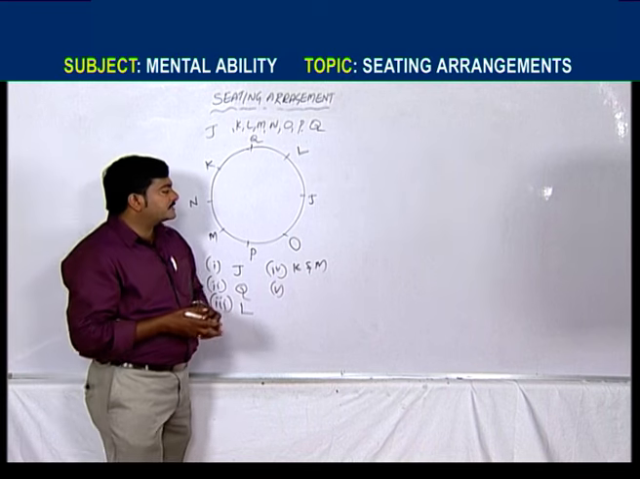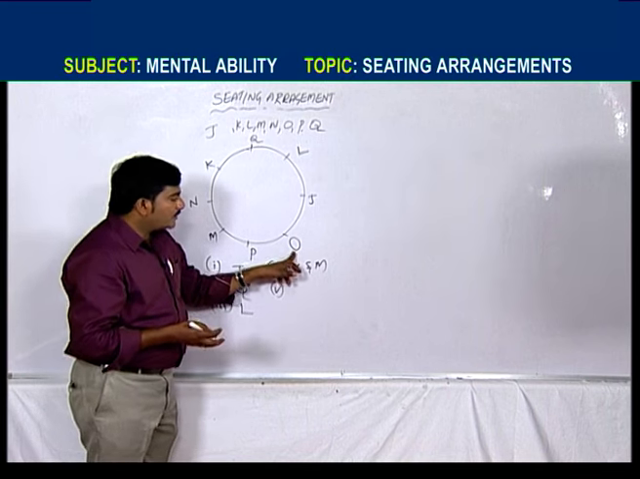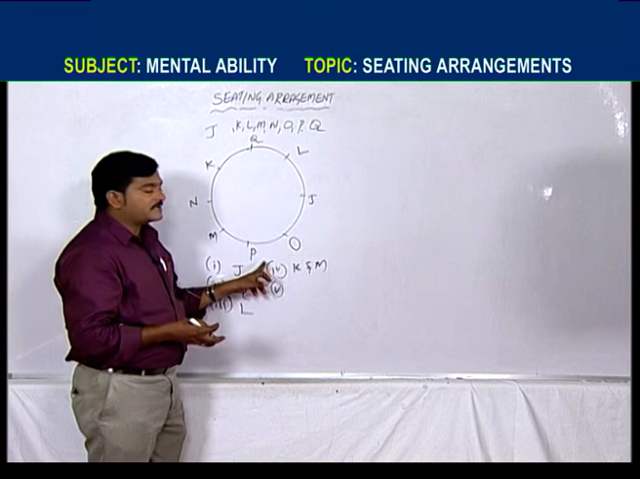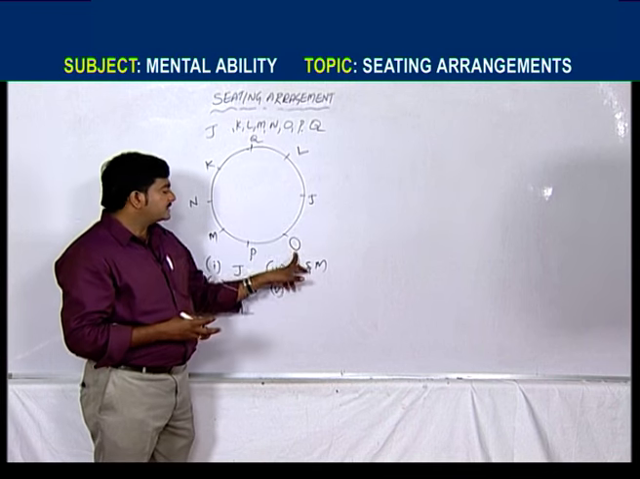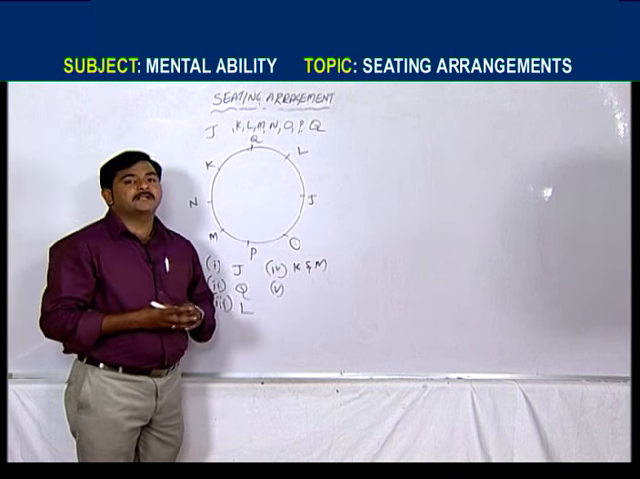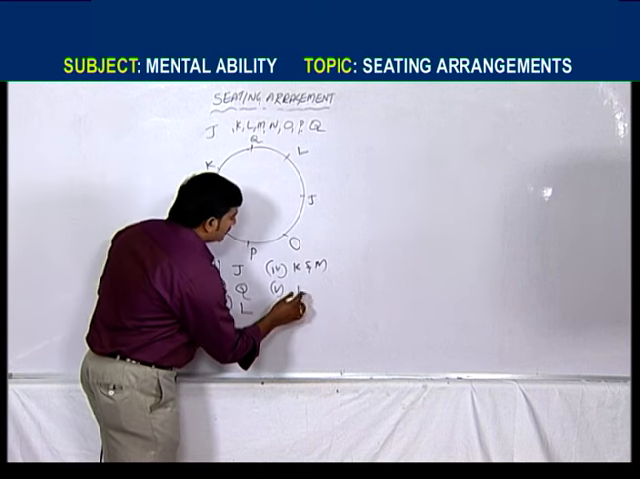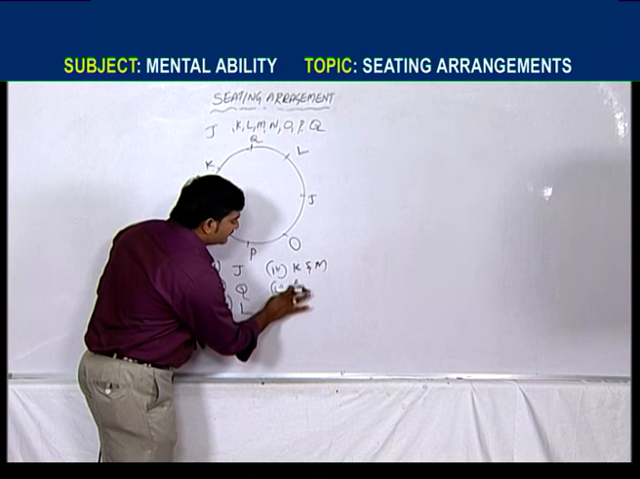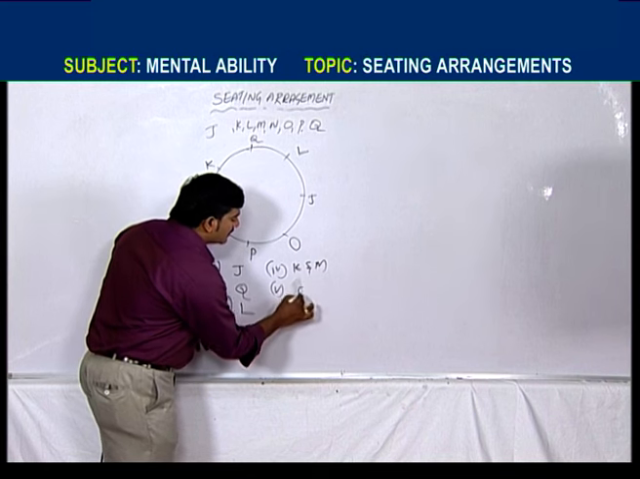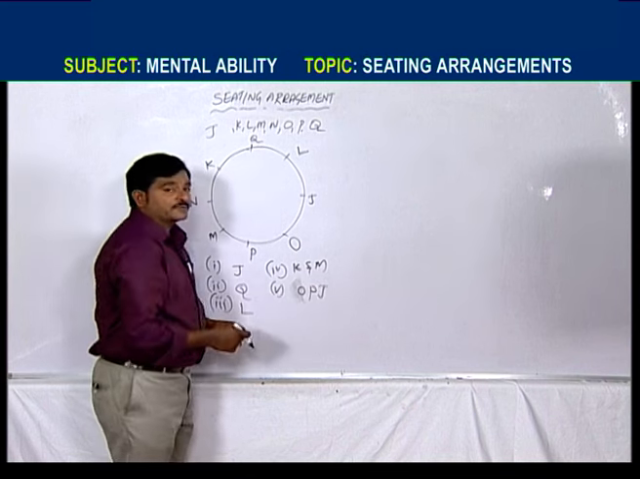What about the second option? Second option is OPJ. OPJ means what? O, is it sitting in between P and J? Yes. O is sitting in between P and J. Hence, the answer for the given question is OPJ, or the second option.